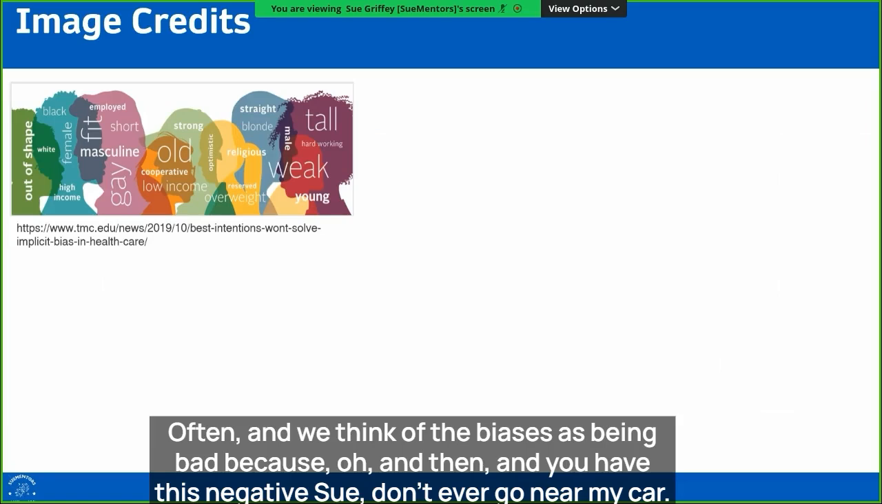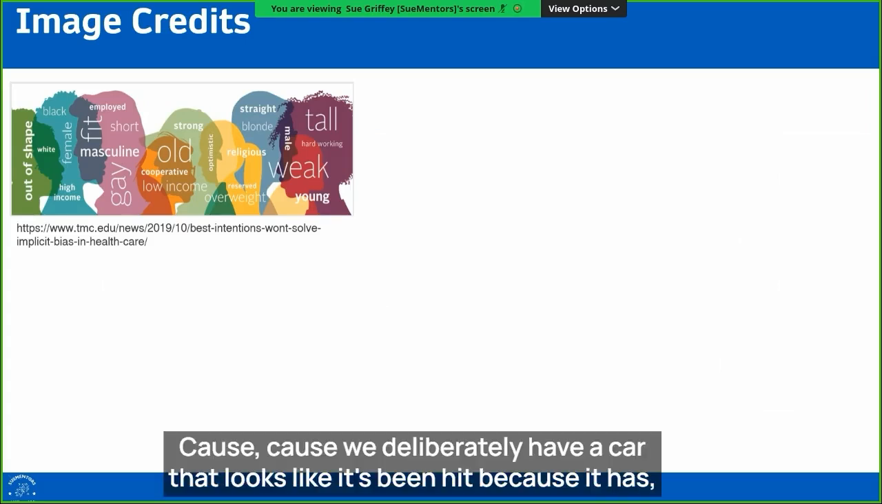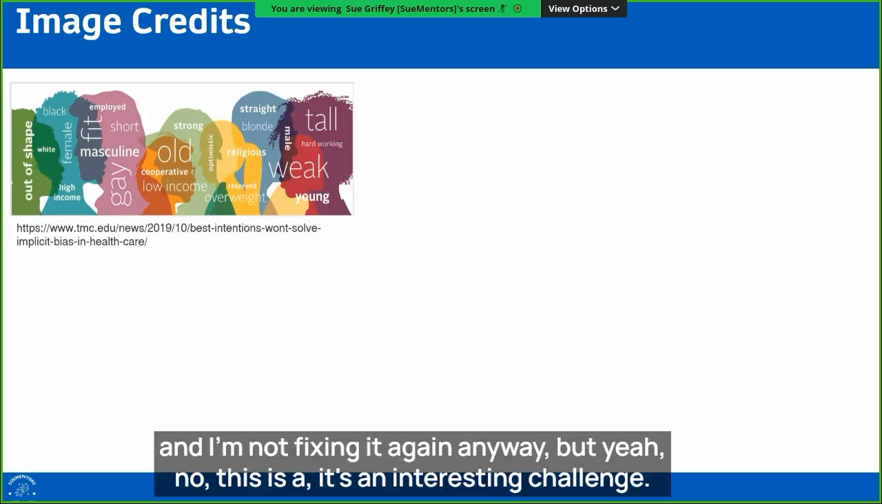Sue, don't ever go near my car, because we deliberately have a car that looks like it's been hit, because it has. And I'm not fixing it again. Anyway, but yeah, it's an interesting challenge.